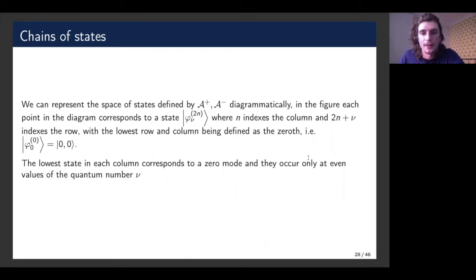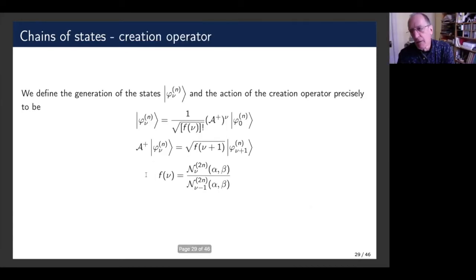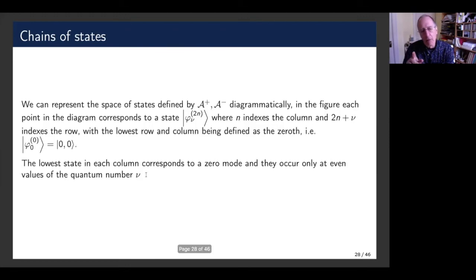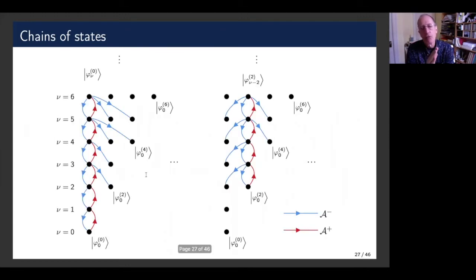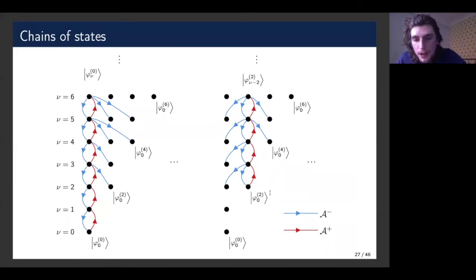Yes, and we only have zero modes at even values of the quantum number nu. James, you haven't put red arrows in any columns beside the leftmost. So what happens if, for example, in the left diagram, you act with A plus on the phi 0, 2, would you go up? Yeah, so that's what this right diagram is. I didn't want to include red arrows in all of them. I thought it'd be too cluttered.